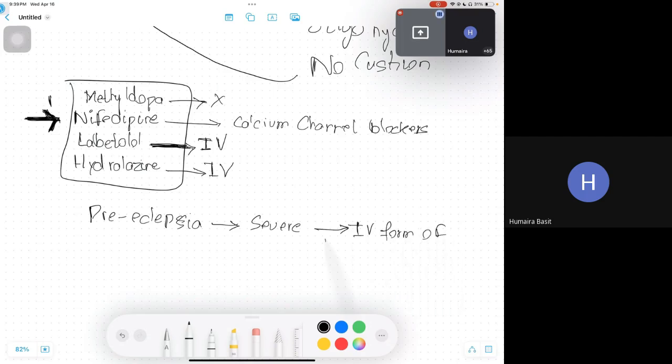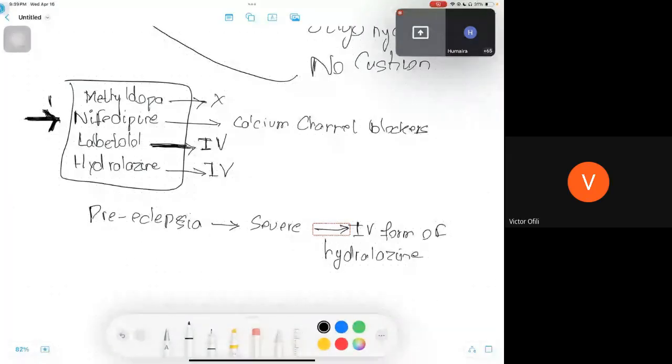Okay, another important cardiology tidbit here. What is the effect of hydralazine on heart rate? How do we decide whether we give hydralazine or labetalol in a hypertensive emergency situation?